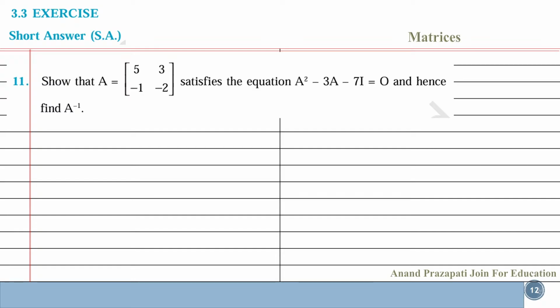Let's see question number 11. Show that A inverse, A equal to 5, 3, minus 1, minus 2, satisfies the equation A square minus 3A minus 7I equal to 0, and hence find A inverse. Let's see the solution.